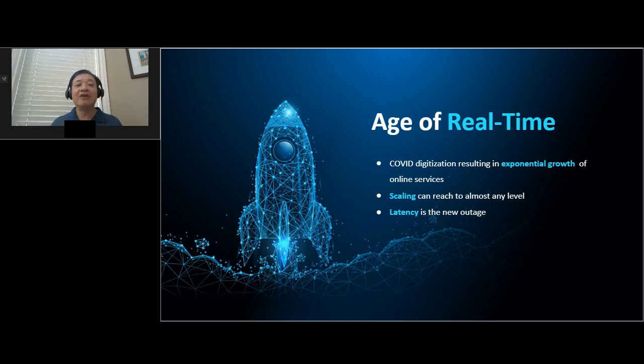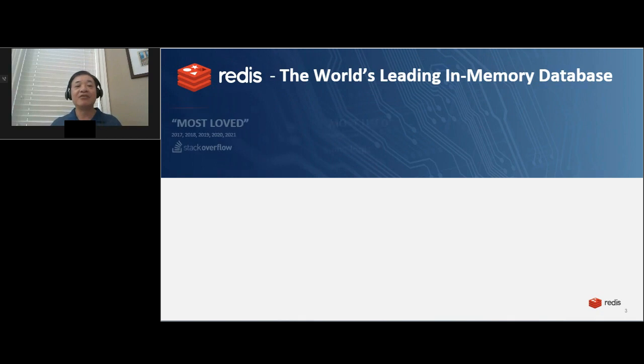So we all live in the age of real time. And I think for those of you in the financial services industry, this is obviously also affecting your modernization and digital transformation efforts as well. So let me just quickly introduce Redis.